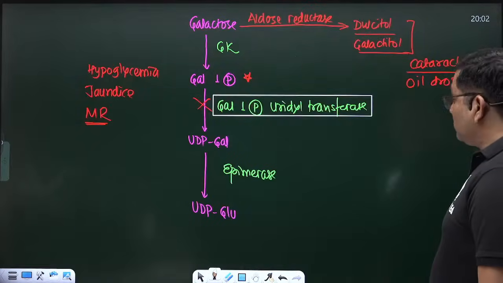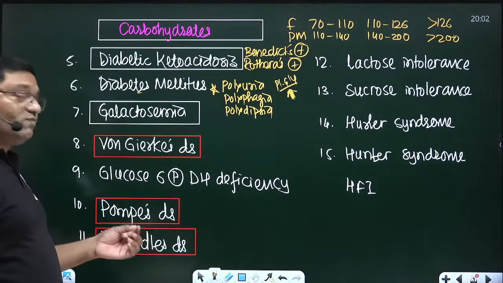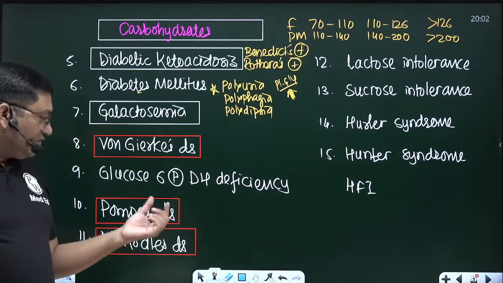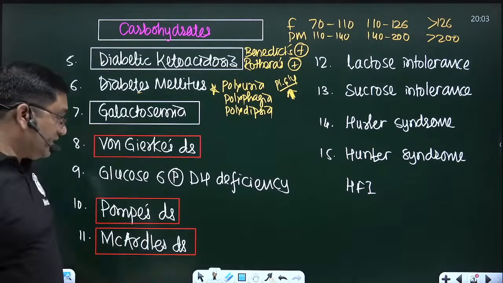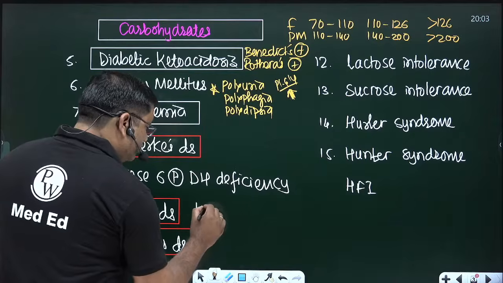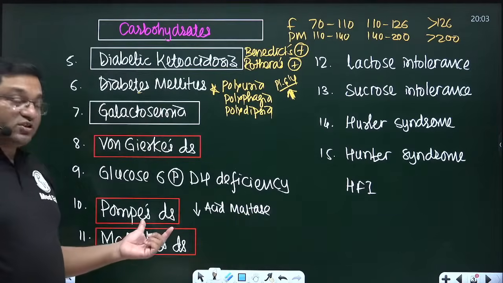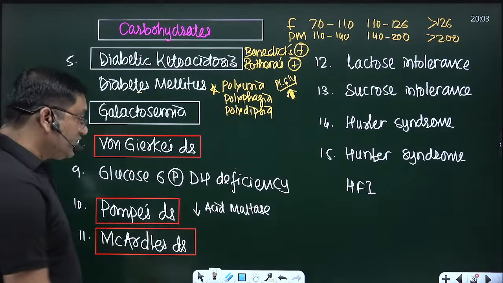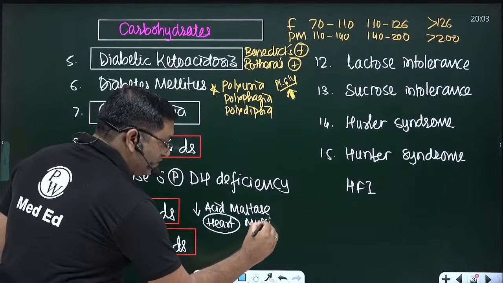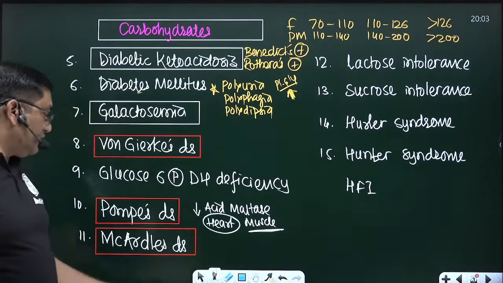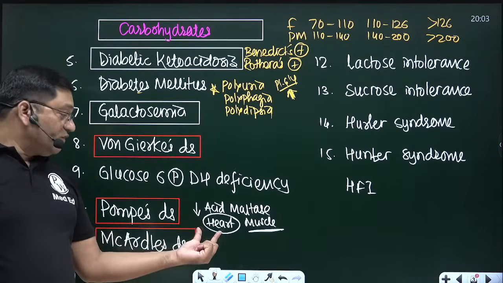Now in Pompe's disease, this is a muscle glycogen storage disorder. It is characterized by hypotonia. There is involvement of heart, muscle and liver. Liver is also affected, but muscles are more predominantly involved because of deficiency of acid maltase. So this is because of a decrease in the lysosomal acid maltase. This is also known as lysosomal storage disorder. There is hypotonia, a floppy infant, and in Pompe's disease death occurs due to cardiac involvement.